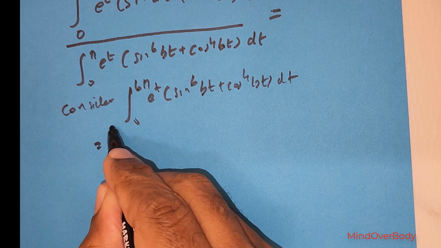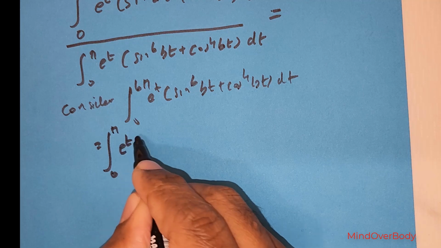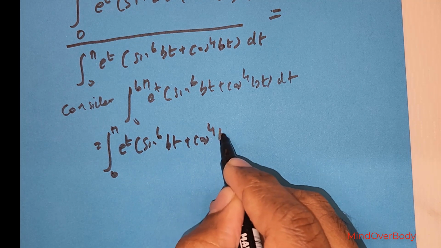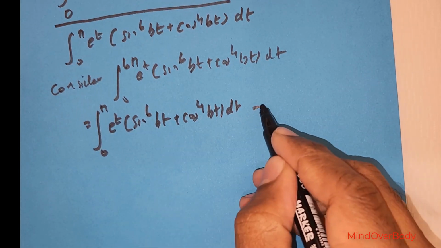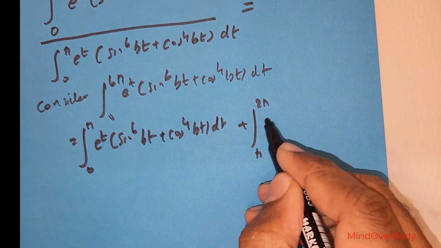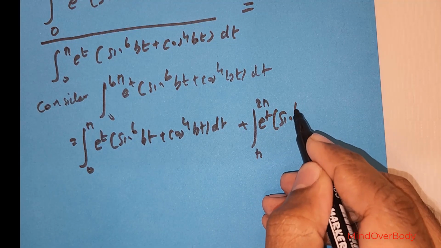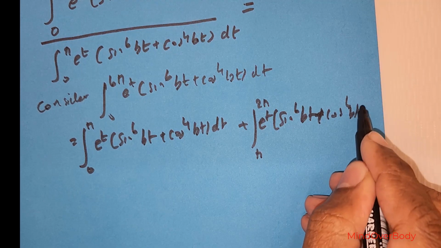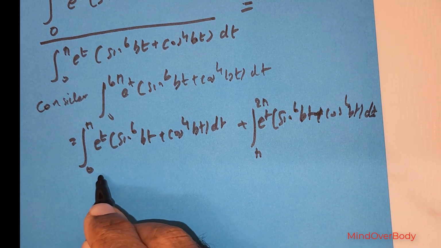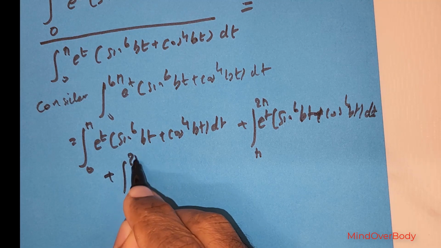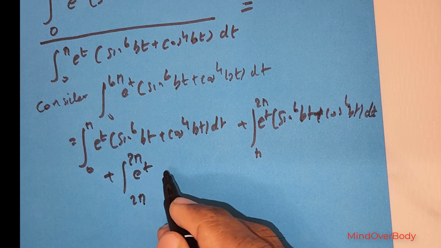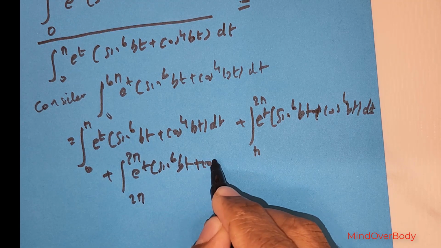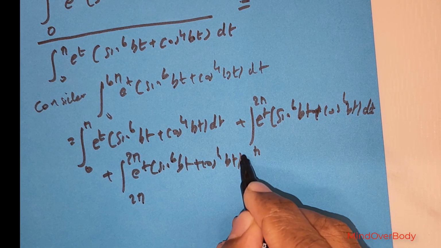I'm going to rewrite this as the integral from 0 to π of e^t sin^6(bt) + cos^4(bt) dt, plus the integral from π to 2π of e^t sin^6(bt) + cos^4(bt) dt, plus the integral from 2π to 3π of e^t sin^6(bt) + cos^4(bt) dt.